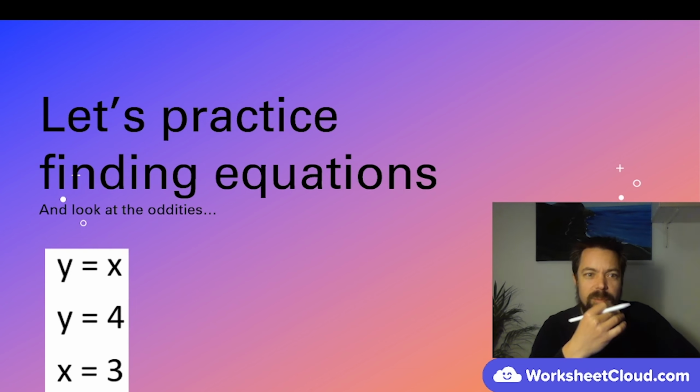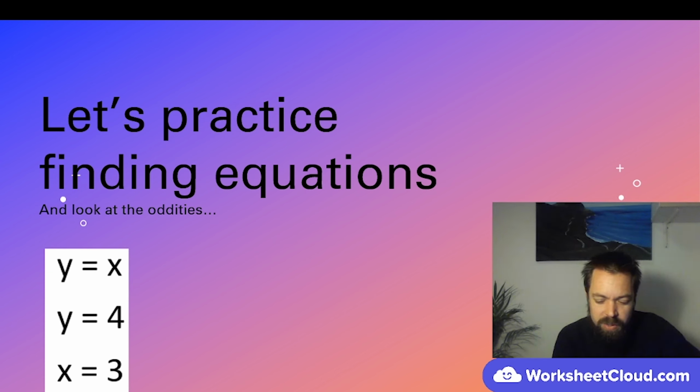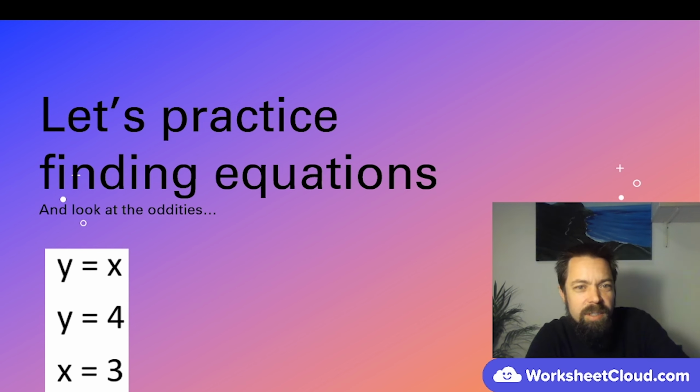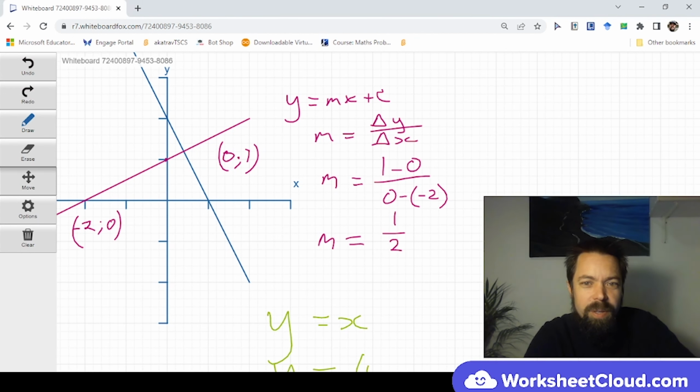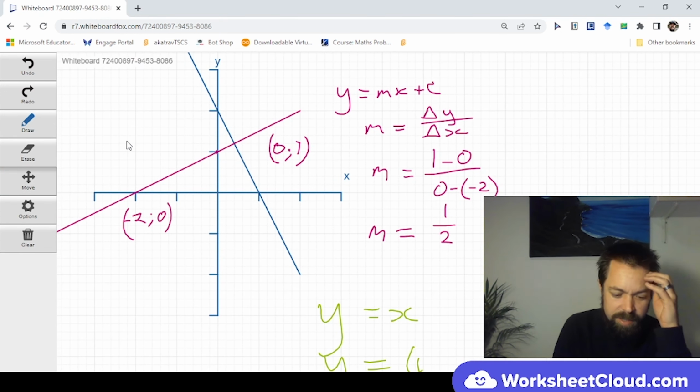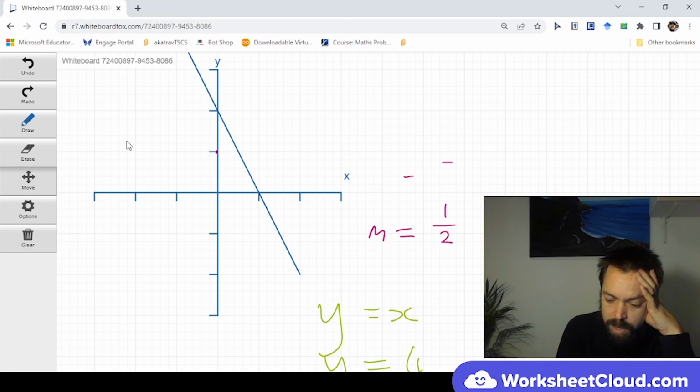Okay, so let's find some equations, including looking at those oddities. And those oddities are y equals x, which looks a little bit weird, y equals 4, and x equals 3. Right, let's cross over to the whiteboard. Okay, I am going to erase some of the things on here. So let's erase. Right, let's look at those funny ones first. The y equals x.